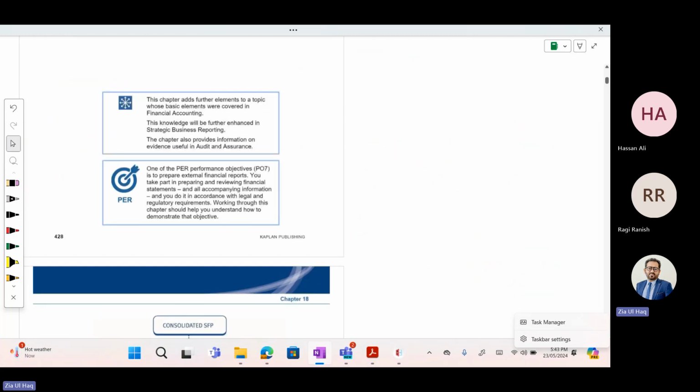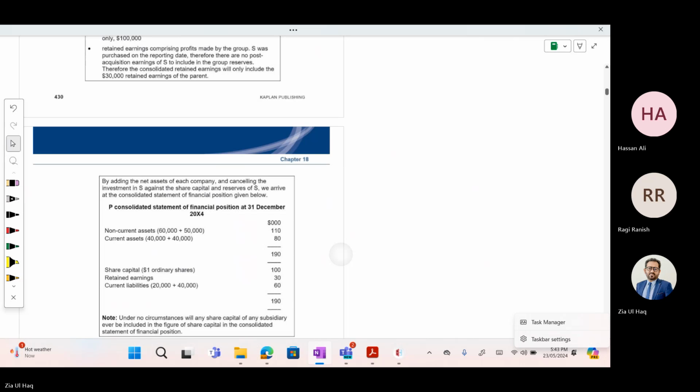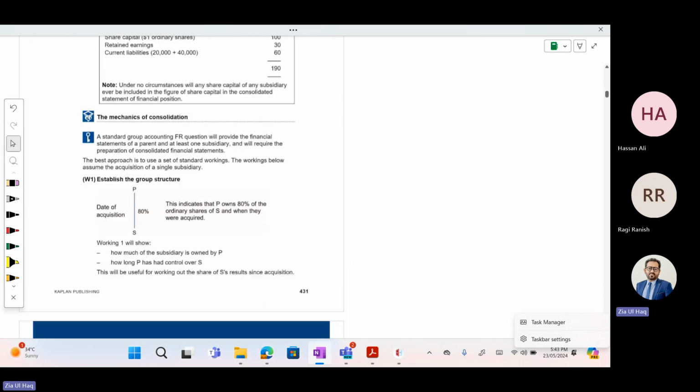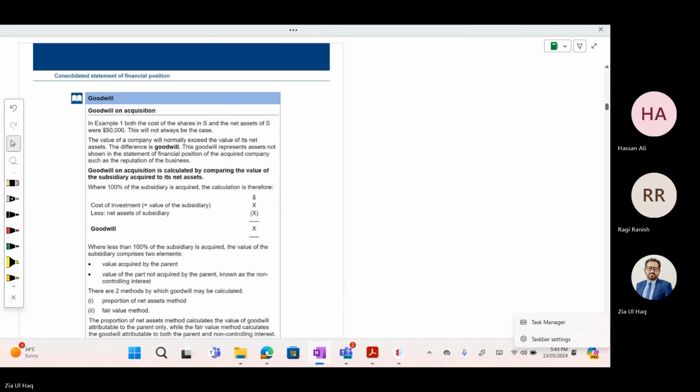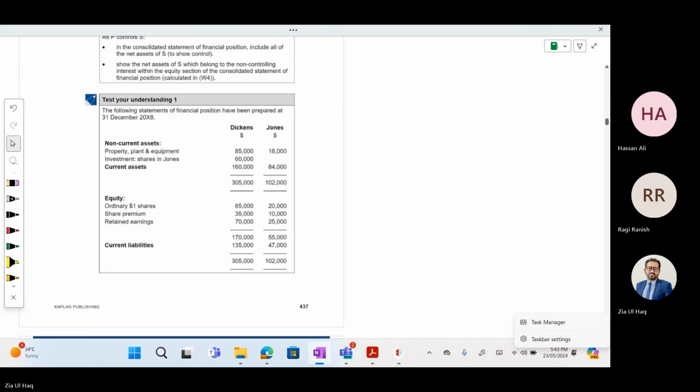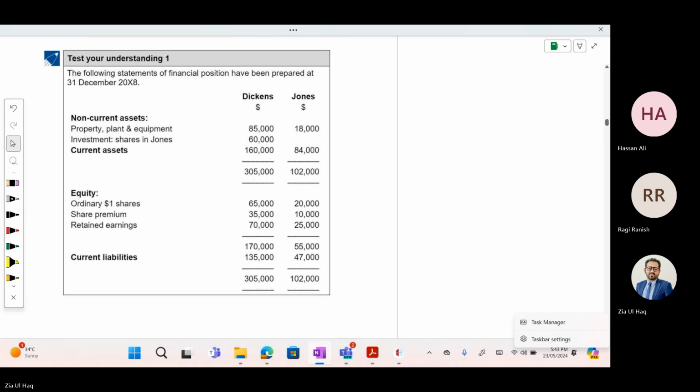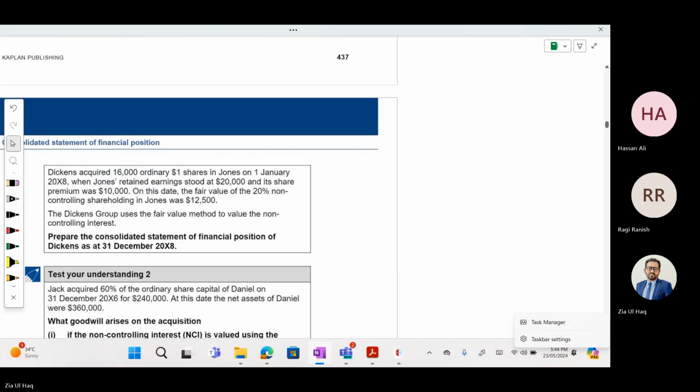So let's move forward straightaway to our question. That's your understanding. What you need to do: prepare the consolidated statement of financial position, mean balance sheet, of Dickens at 31st December 20x8. Year end is 31st December 20x8, and we need to prepare the consolidated statement of financial position. How to prepare a statement of financial position? Non-current assets, current assets, equity, non-current liabilities, current liabilities.